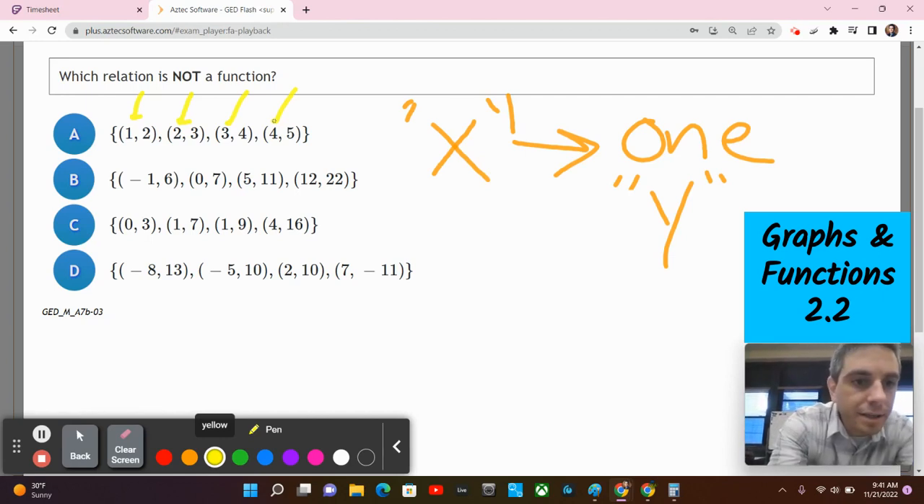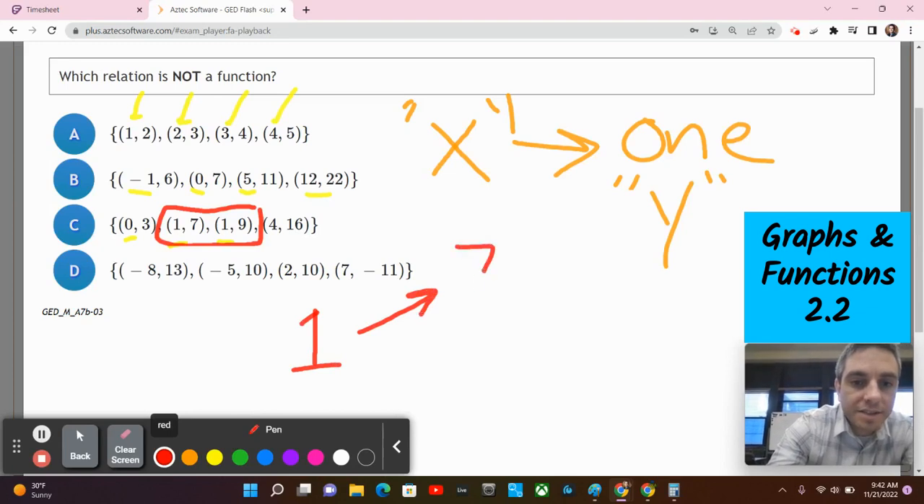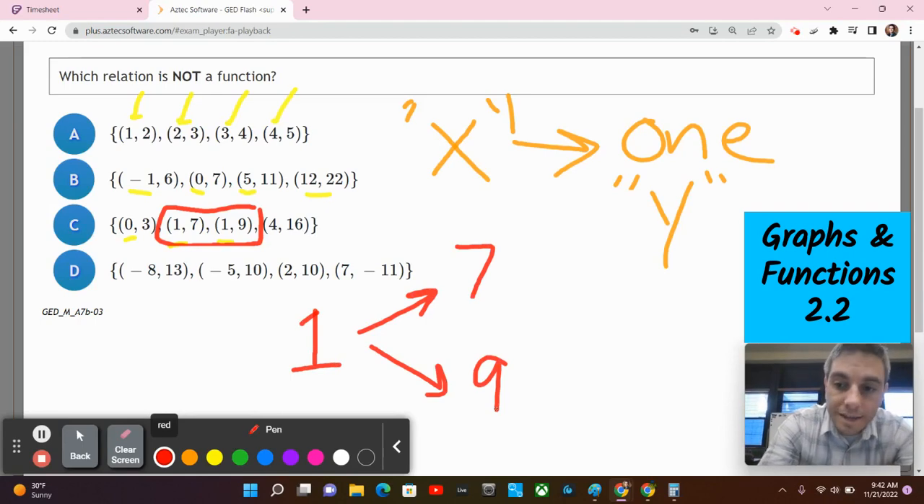So now let's look at B, and B is the same case. C also has, oh, wait a second, right there. C is not a function. So that means whenever x is equal to 1, we don't know if we should pair that with a 7 or with a 9 for its y value. That means that C is the correct answer here.